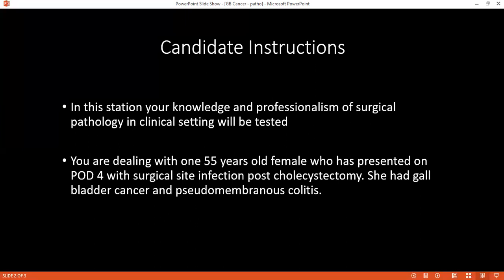Right now. So if you have read and understood, considering it pathology station, surgical pathology station, please begin.